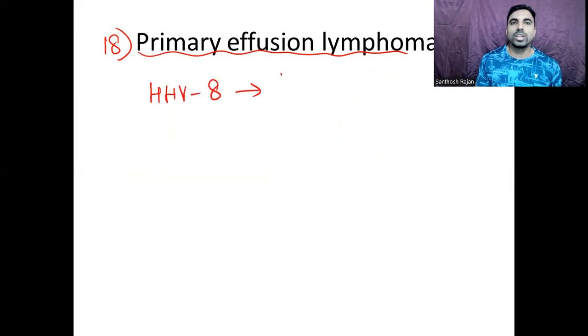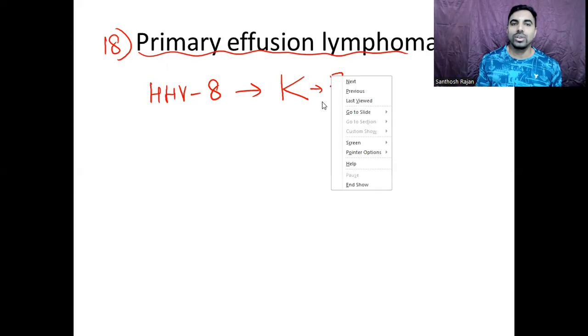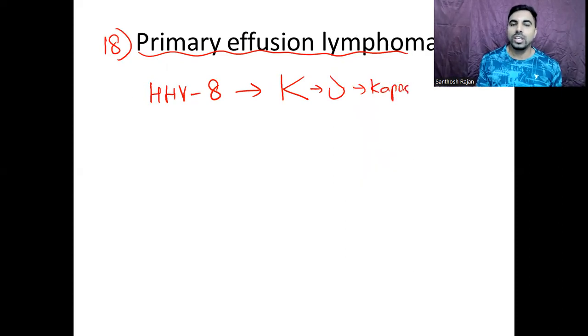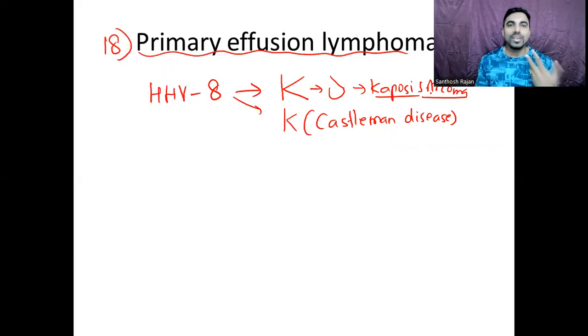With 8, one thing you never forget is K. You can make K as art. So that is Kaposi sarcoma. Kaposi sarcoma, and K also for Castleman disease. Castleman disease. But this didn't come, sir. If Kaposi sarcoma had come, we would not have made a mistake. It didn't come, sir.